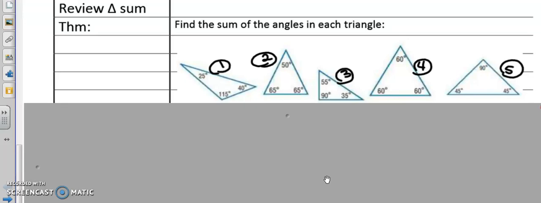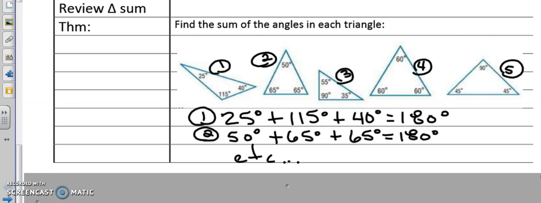All right, so now that we've done some work with some square roots and some squares, we're going to dig into some review of the triangle sum theorem. As you can see, there are 5 triangles on your sheet. If you want to go ahead and name those 1, 2, 3, 4, and 5, what I'd like you to do is find the sum of the angles in each triangle. Go ahead and pause the video and do that. When you're finished, restart it.